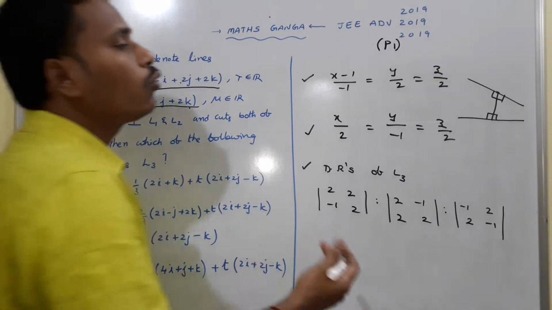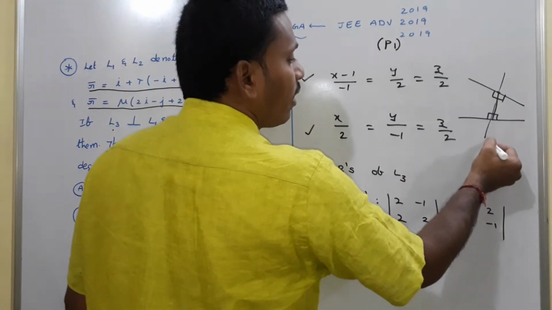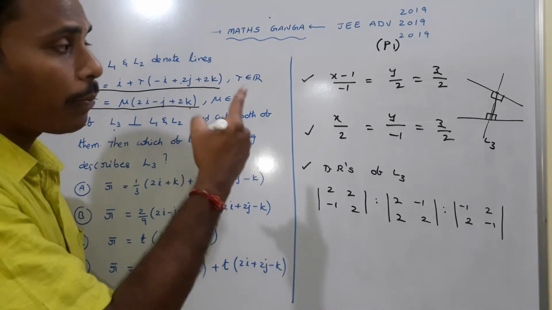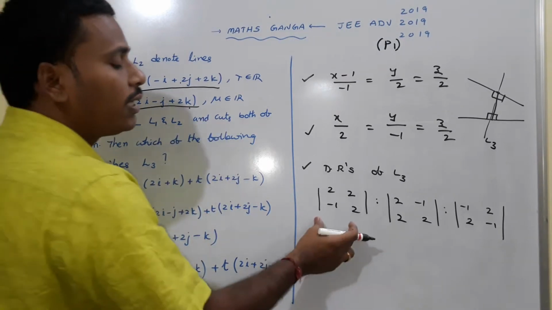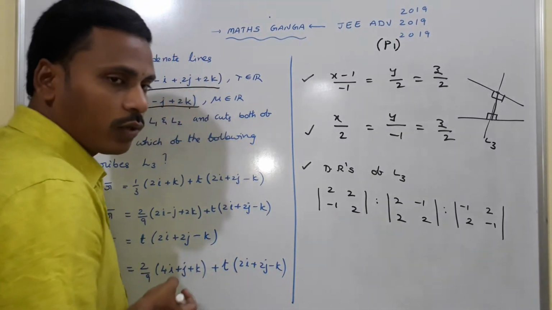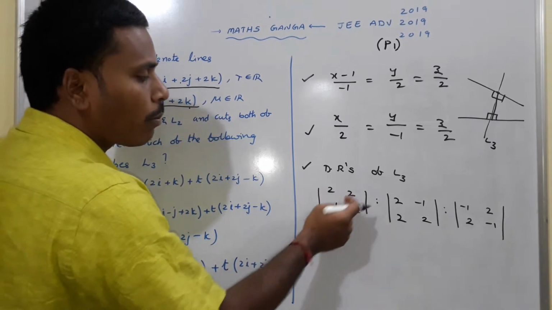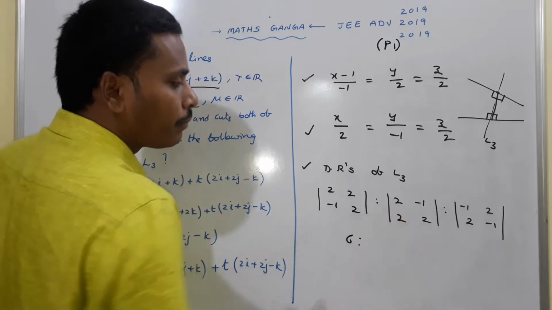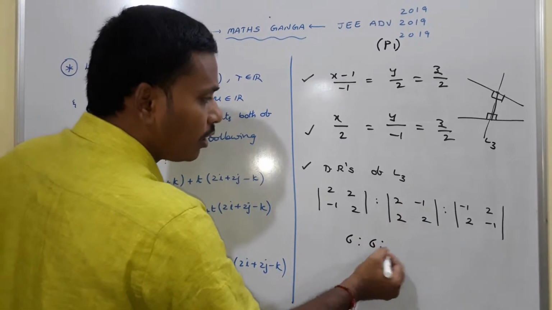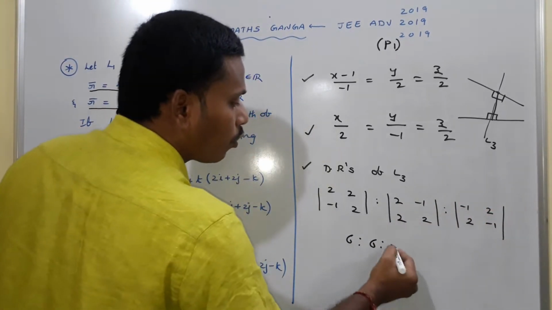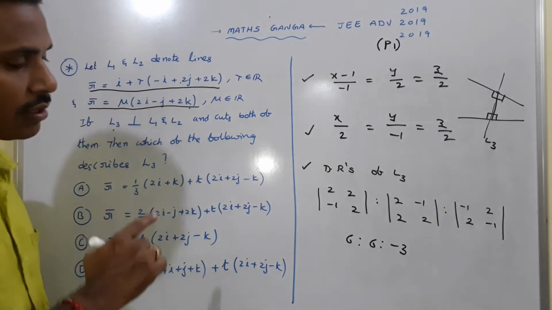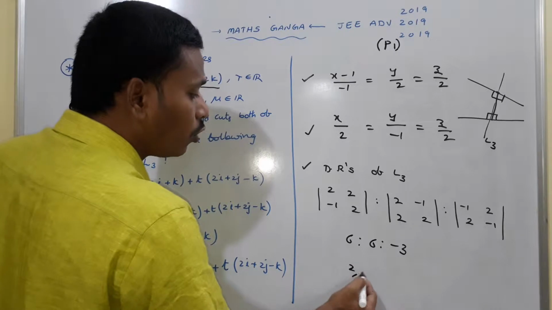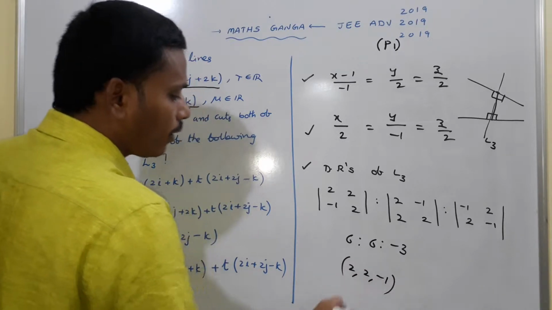So we are going to describe that line which is perpendicular to the given two lines. Since L3 is perpendicular to L1 and L2, the DRs of L3 can be calculated with this. So this is nothing but 4 minus of minus 2, which is 6, is to 4 plus 2, which is 6, is to 1 minus 4, which is minus 3. Since 6 is to minus 3, the DRs can be represented as 2, 2, minus 1.